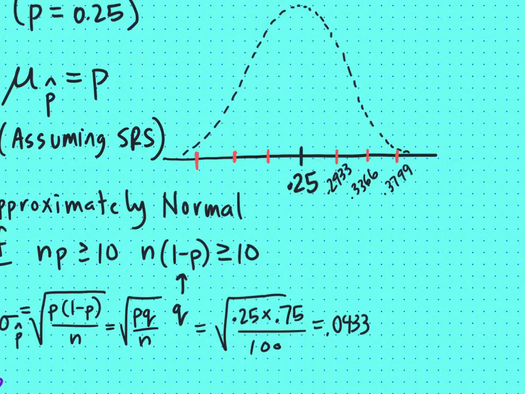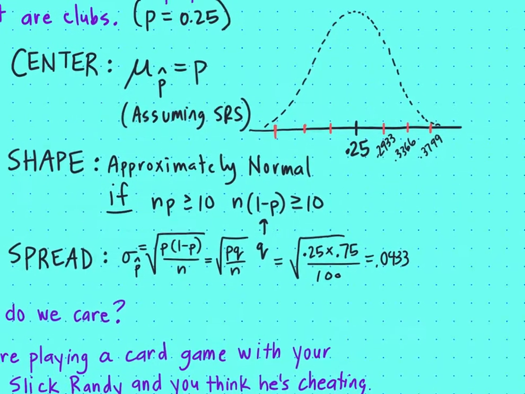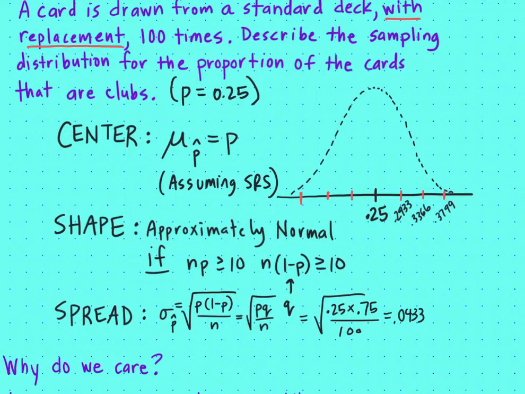We don't all expect to get really close to 25%, but if I got something like 38%, that's going to be really unlikely. That's way up, three steps to the right. The further you get from 25, the less likely your outcome. So center, shape, and spread are things we can figure out.